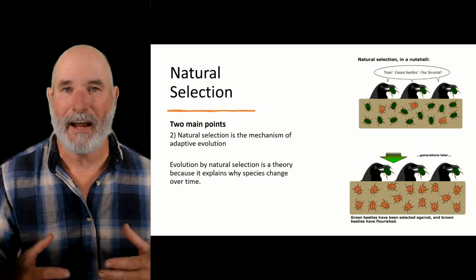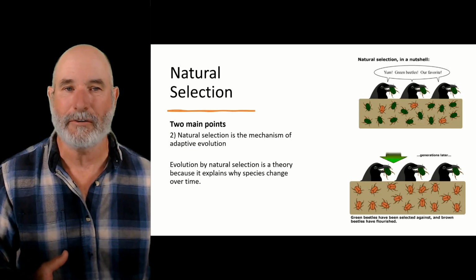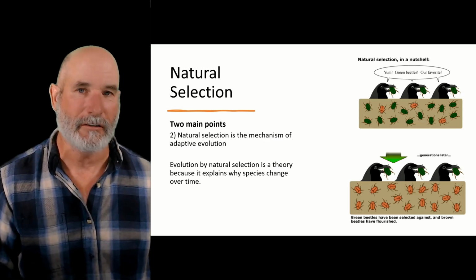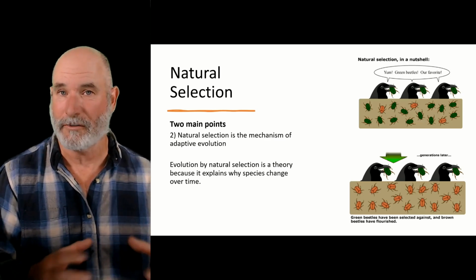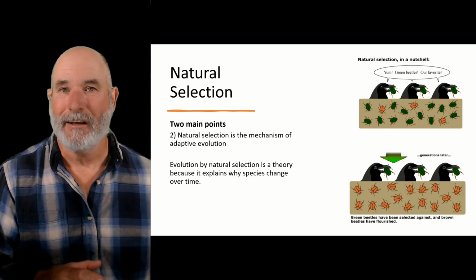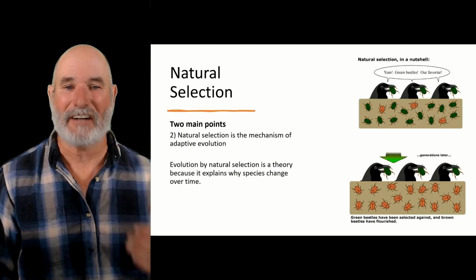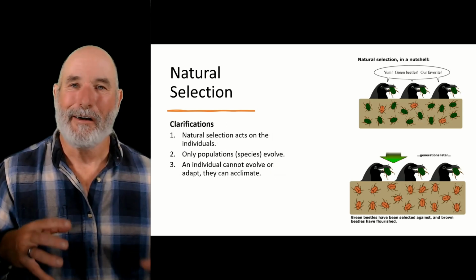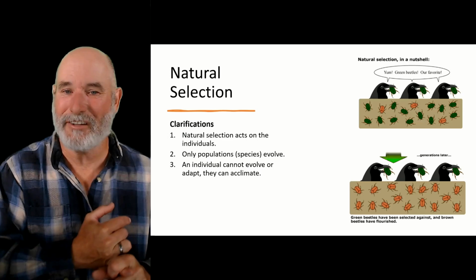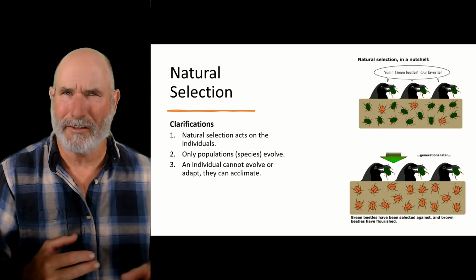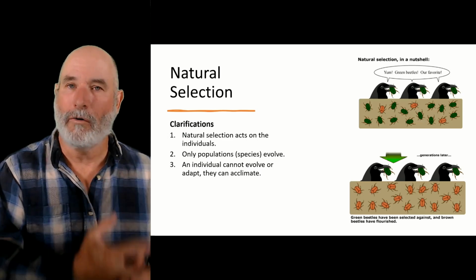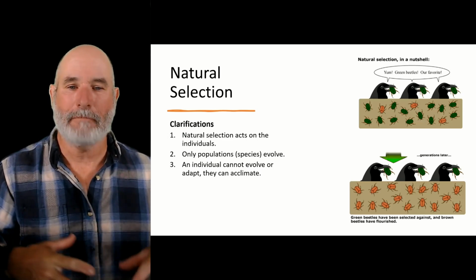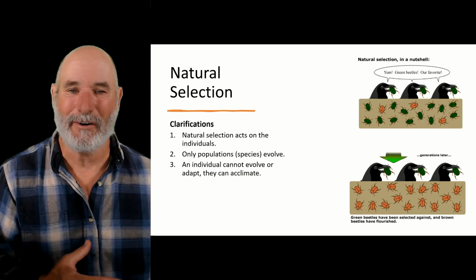And because natural selection is a differential survivorship of individuals in a population, it is the mechanism, the driving force of adaptive evolution. Now remember, a population can evolve over time without natural selection. It could be random, but natural selection is actually causing species to become better fit to their environment. Okay. Now, here's some quick clarifications. Natural selection acts on individuals most of the time. We'll just leave it at that for right now. However, only populations can evolve. An individual cannot evolve. Individuals can't evolve.